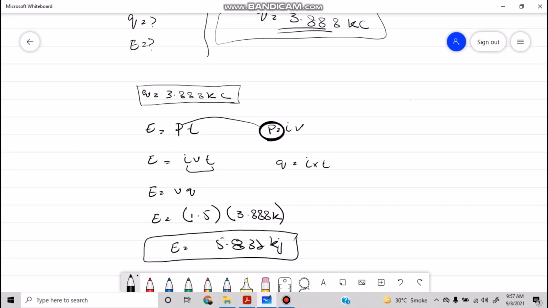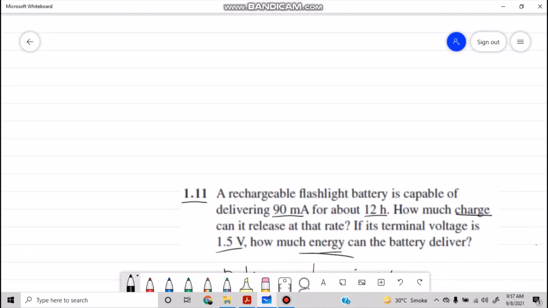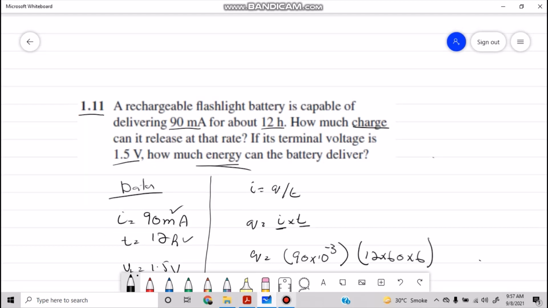It means in this question we have learned that if there is a battery of 90 milliampere which is continuously providing power for 12 hours, then it will deliver 5.832 kilojoules of energy to a particular appliance, and it will deliver 3.888 kilocoulombs of charge for a particular object.